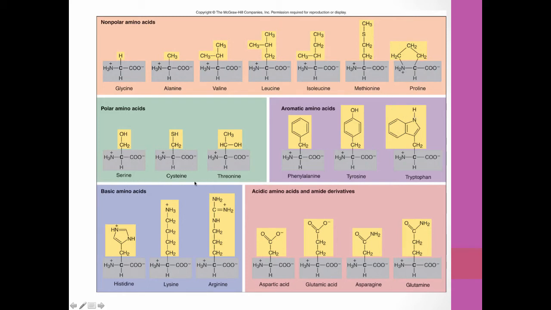We have polar amino acids, serine, cysteine, and threonine, and they're polar because here we've got an OH group, here we've got an SH group, here we've got an OH group. The aromatic amino acids are called aromatics because they contain a benzene ring, and they do tend to be stinky. So things with benzene rings, they're called aromatic compounds because they're aromatic, they're stinky.